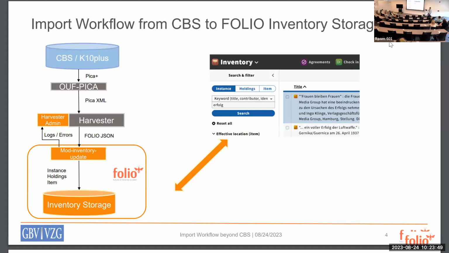Okay, this is a slide which shows our record trip. It starts on the left-hand side with CBS, also called K10+. There our data is cataloged, and it comes out from there in an appropriate Pica Plus format. And finally, at the end of the picture, it ends up in the inventory storage in the FOLIO world and can be found via the inventory app and all the other apps. So let's have a deeper dive into the single components.